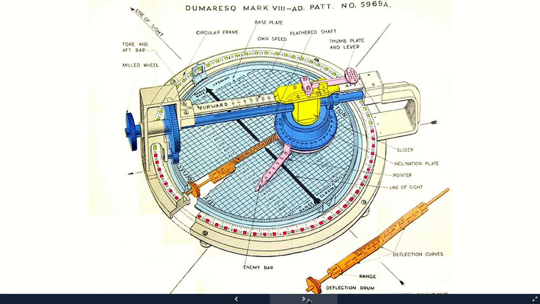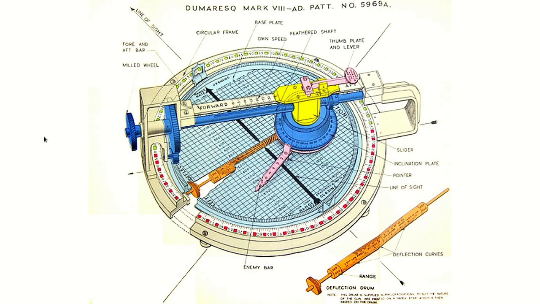Doesn't look like a computer to us now, but it actually does computation, and it does it in an entirely analog fashion. You have a sight here, which you point at the other ship. This bar here is fixed on the ship and points in the direction the ship is going.